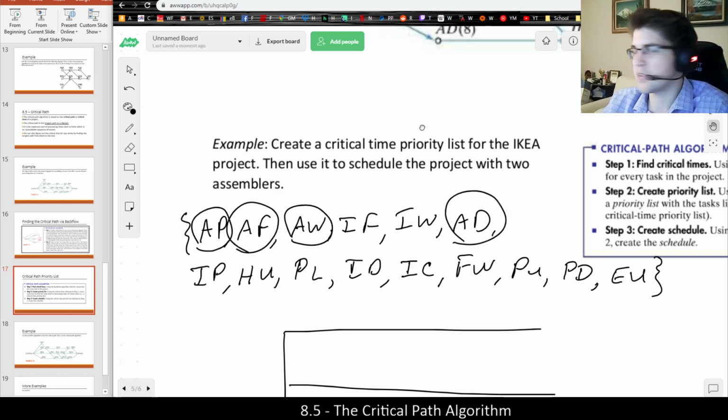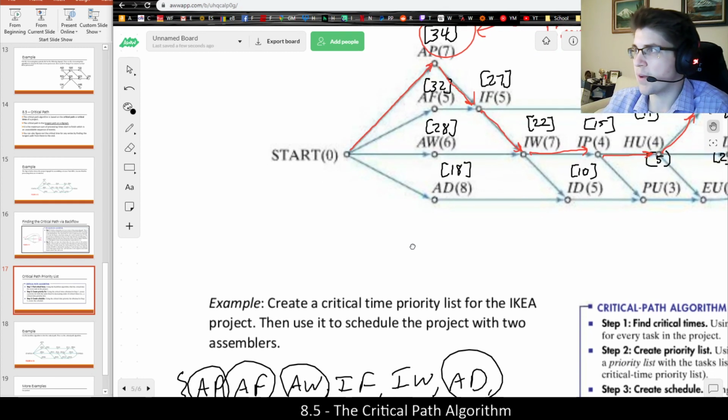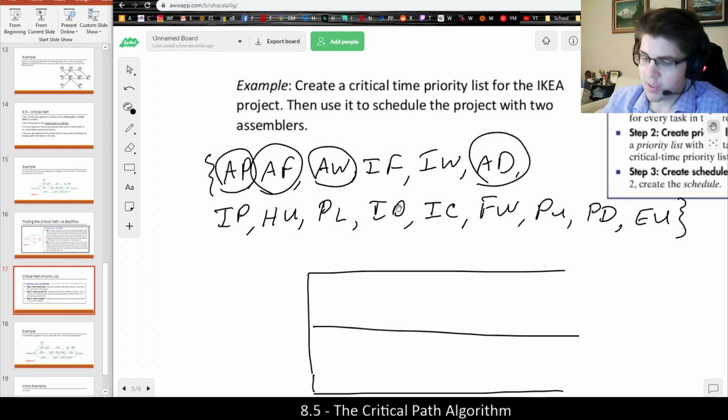And we're always going to schedule the first ready tasks on any available processor. So AP is going to go first on processor 1. So let's say processor 1 is me, processor 2 is my friend. I will be doing task AP first.